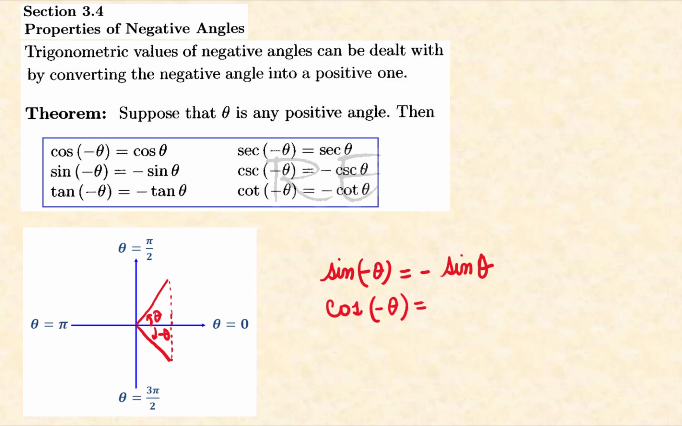Cosine of negative theta: those two angles have the same cosine, the same x value. So cosine of negative theta is equal to cosine theta. We said that cosine is even. Only two functions are even and they involve cosine. It's cosine itself and secant, which is 1 over cosine. All the other functions are odd because they involve sine. So sine is odd, tangent, cosecant, and cotangent.